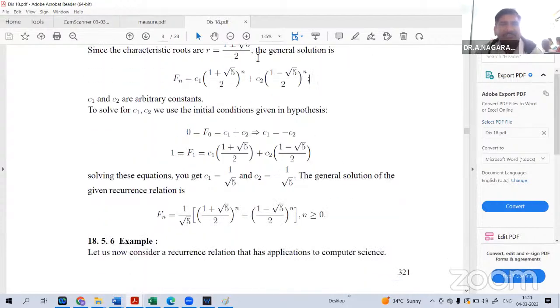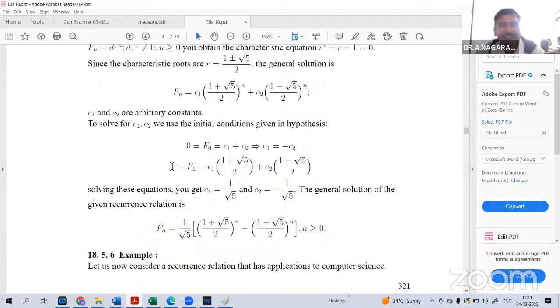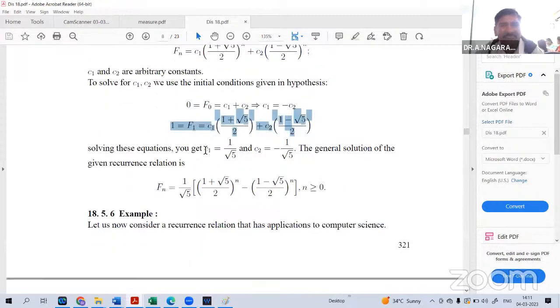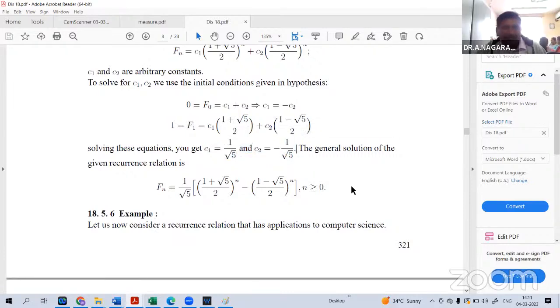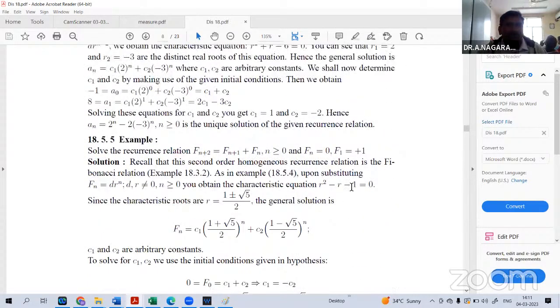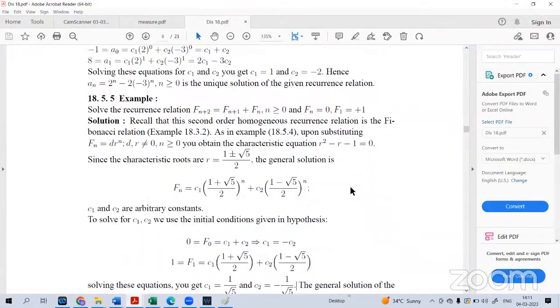Now initial conditions, if I substitute, what are the initial conditions? He gave F_0 equal to 0 and F_1 equal to 1. Directly I will substitute and I can get C1, C2. C1 equal to 1 by root 5 and C2 equal to minus 1 by root 5. This is the most important term. These are 18.5.4, 18.5.5 also. Clear?